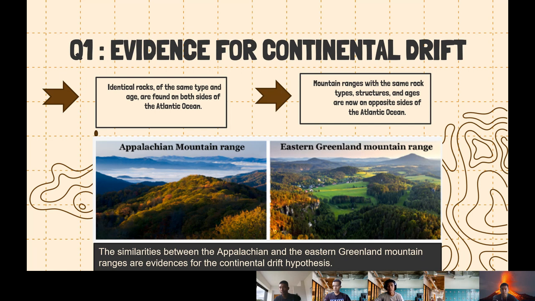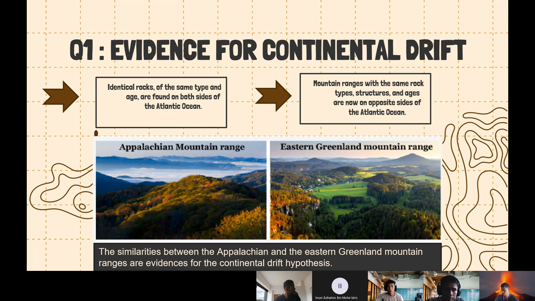Besides the way the continents fit together, Wegener and his supporters collected a great deal of evidence for the continental drift hypothesis. Here I found 5 evidence that support continental drift. First one is identical rock of the same type and age are found on both sides of the Atlantic Ocean. Wegener said the rock had formed side by side and the land has since moved apart.